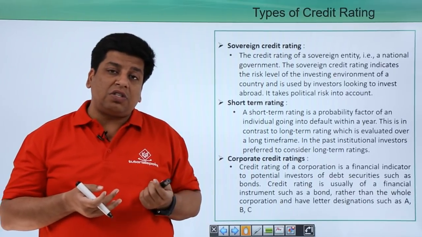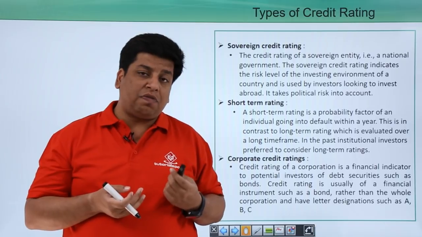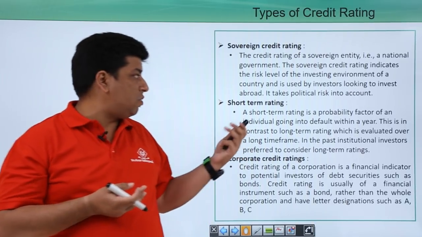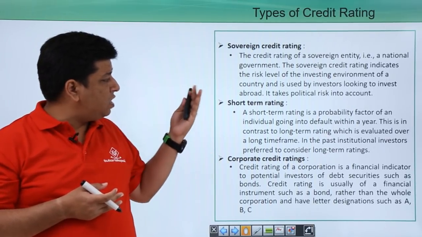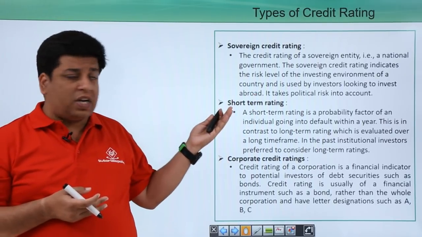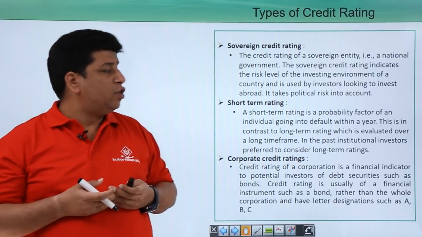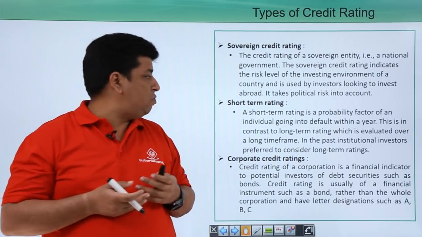Now they take into consideration two important types of risk, which are economic risk and political risk. So basically credit rating indicates the risk level of the investing environment of a country and is used by investors looking to invest abroad. Now second is your short term rating.